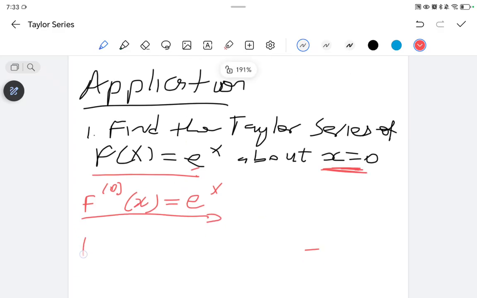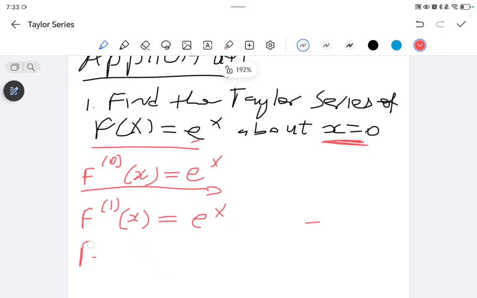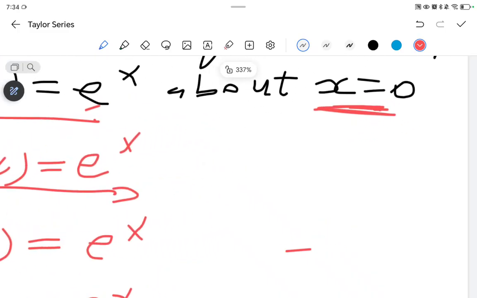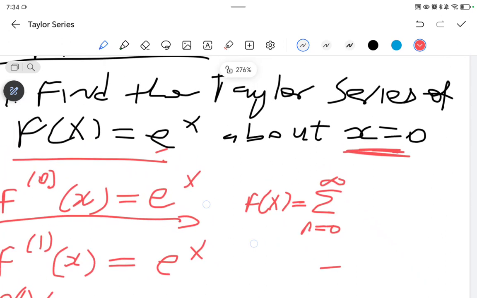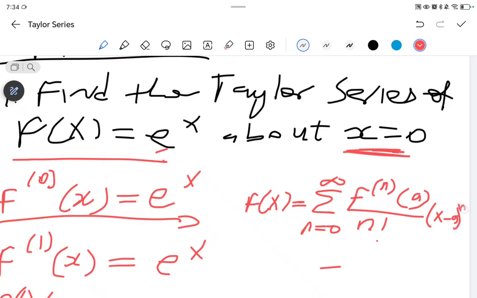Then if I derive it, I'm going to say that f1 of x is equal to e to the x, it remains the same. We agree right now. I derive it again, it remains the same. So remember the formula says that f of x is equal to the summation, let me just write the formula, n equals 0, and then we're going to have f to the n of a over n factorial of x minus a to the n.